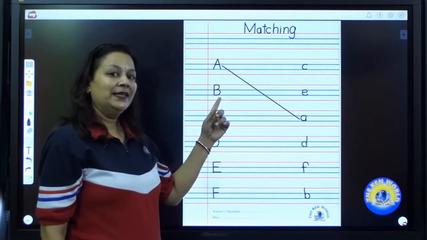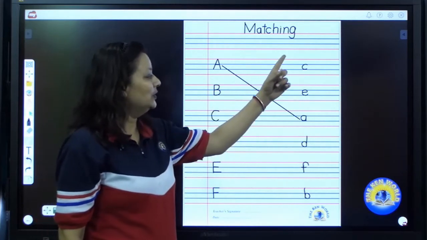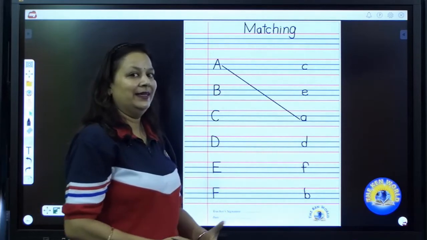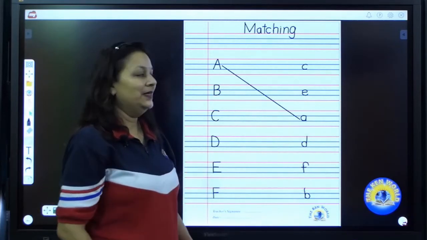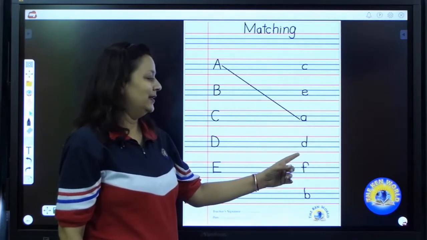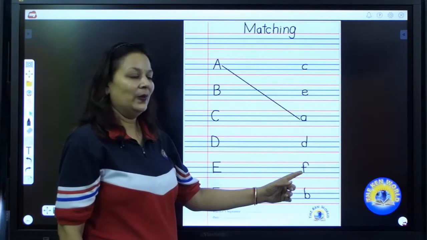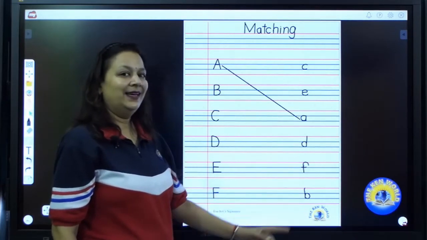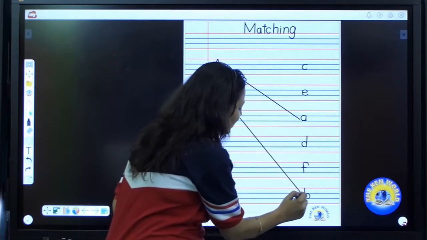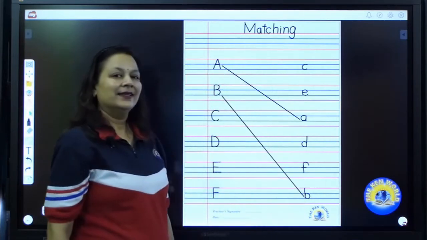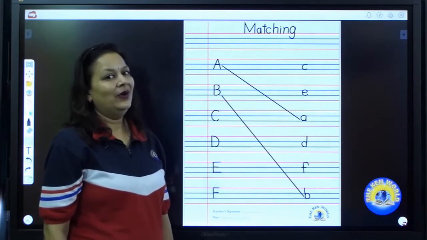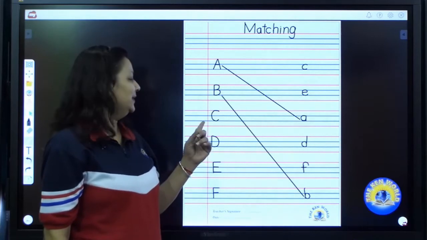This is B. This is uppercase B. We have to match with the lowercase b. And B has a tummy. B has a tummy. Is this B? No, it doesn't have tummy. Is this B? No. Is this B? Yes. So we will match the uppercase B with the lowercase b. Now it's your turn. Have you all done? Now come to the next letter.